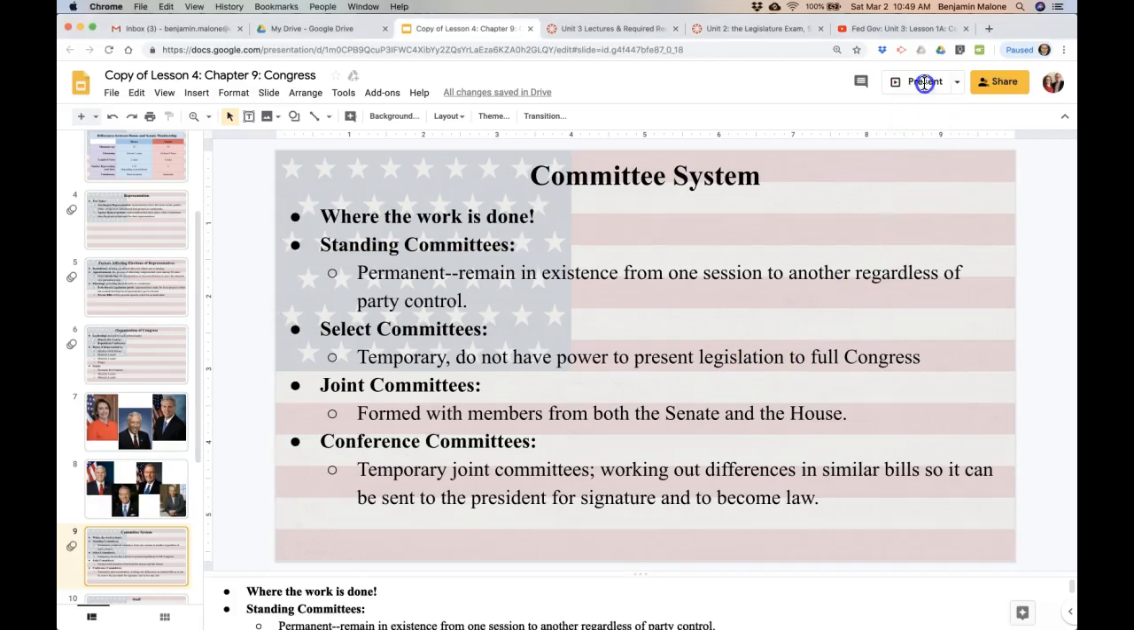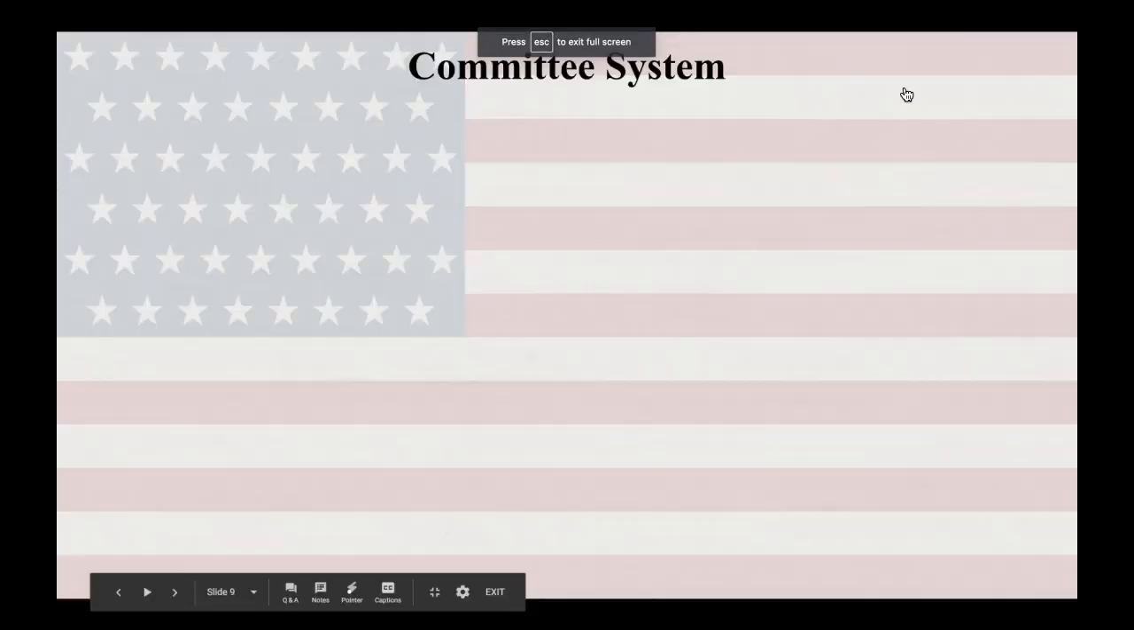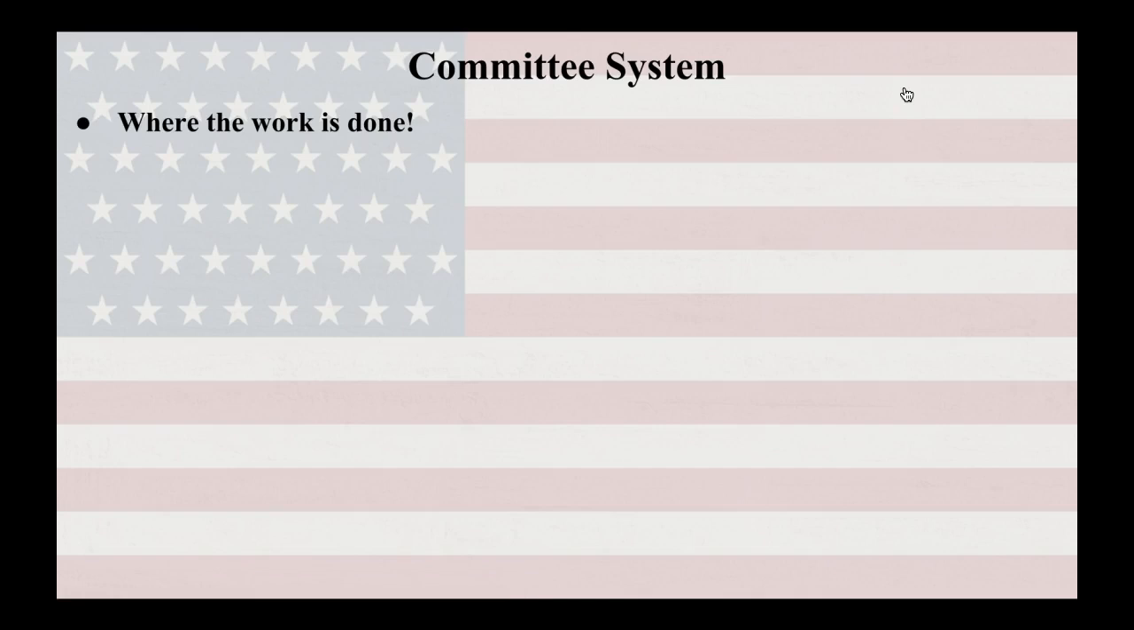Okay, so part two of the lecture on Congress, we're going to start with the committee systems. And this is really where the work is done. And there are different types of committees within the legislature, the federal legislature.